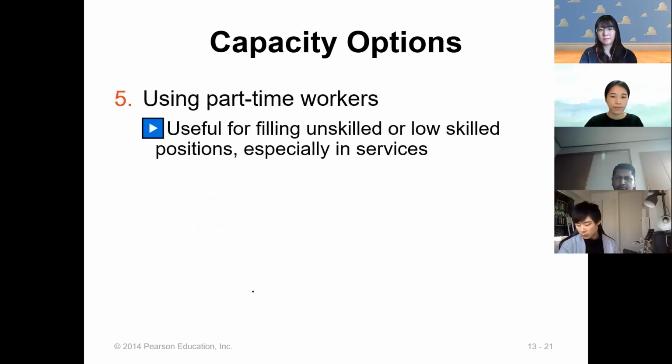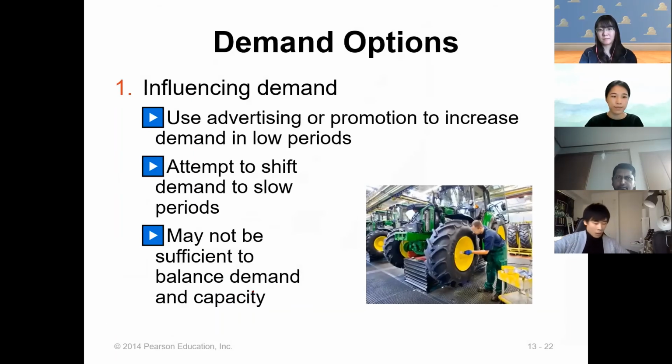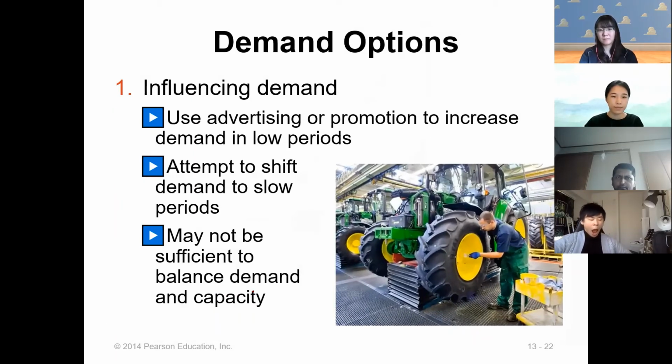Okay, using part-time workers. Now, you can also influence demand, use advertising or promotion to increase demand in low periods. You try to shift demand to slow periods. But it may not be sufficient to balance demand and capacity. Okay, it is an option. But how effective it is, we are not necessarily sure.